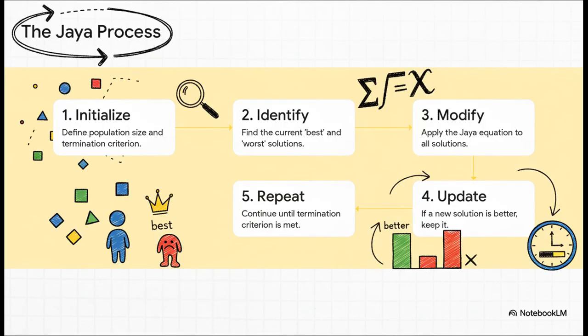And that elegant logic translates into this dead simple 5-step process. You just start with a random bunch of potential solutions. In every round, you find the current best and the current worst. Then you use that equation to update everybody. If a new, modified solution is better than its old version, you keep it. And then you just repeat. That is the entire algorithm.